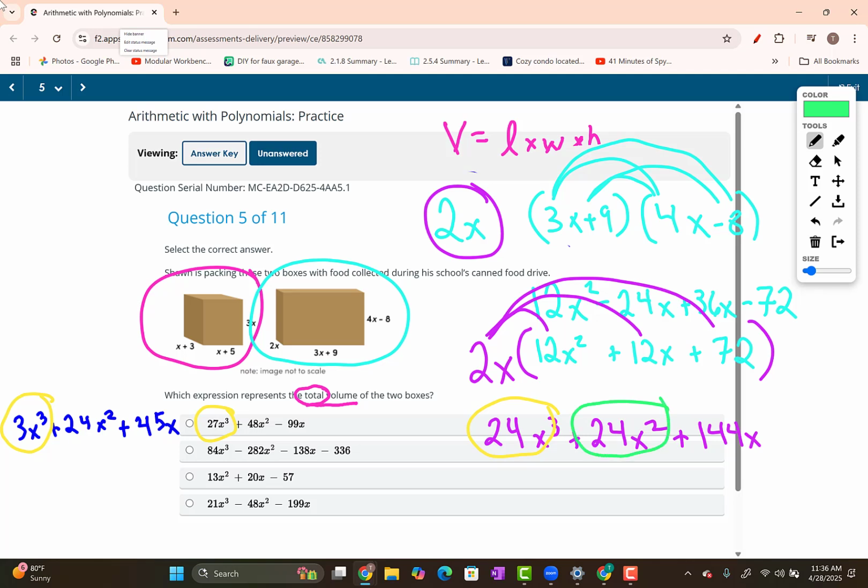24x squared plus 24x squared is 48x squared. And then finally, 144x plus 45x doesn't give me, oh, and I know why. This was a minus 72, which means this was a minus 144. 45 minus 144 does give us negative 99.